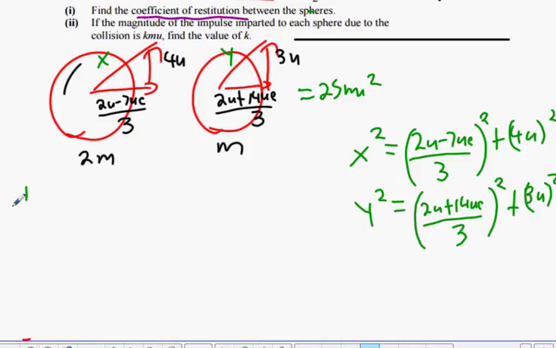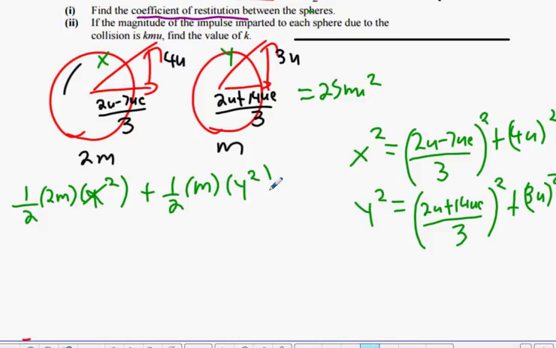And our total kinetic energy is going to be this. It's going to be a half 2m x squared. Yeah? Half m v squared, half m times velocity squared. And then what's the other one? A half m times y squared equals 25 mu squared. Okay, we're going to start cancelling off tons of stuff in a second, alright?